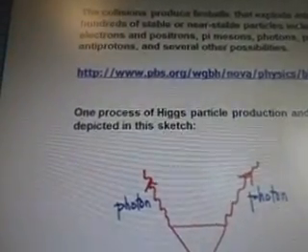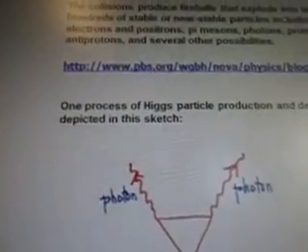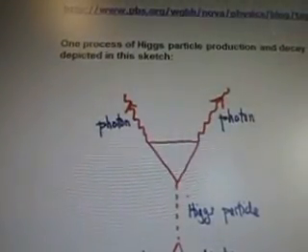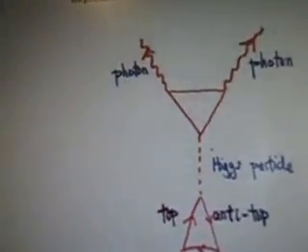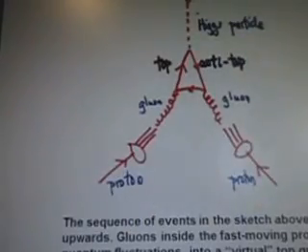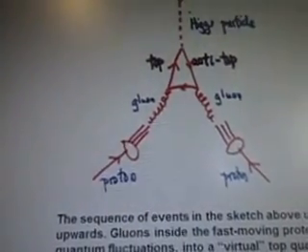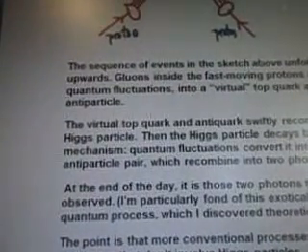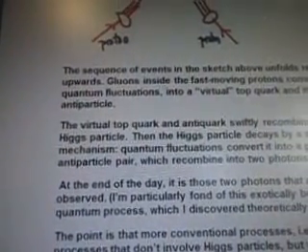And this is from www.pbs.org. One process of Higgs particle production and decay is depicted in this sketch. So it says photon, and then it has the Higgs particle, and it's got top, anti-top, gluon, and proton. Okay? The sequence of events in the sketch above unfolds reading upwards.